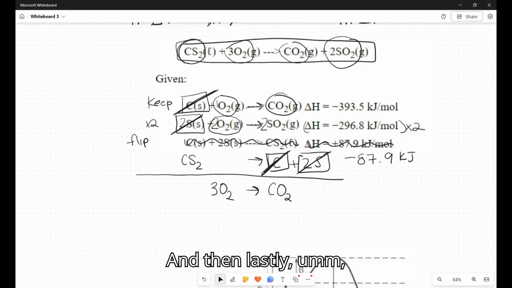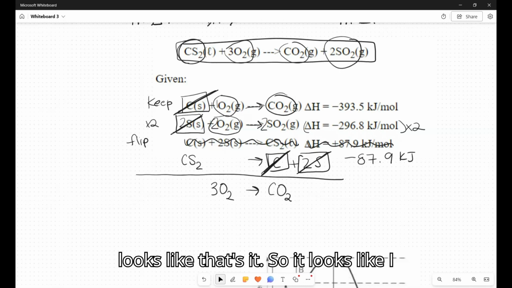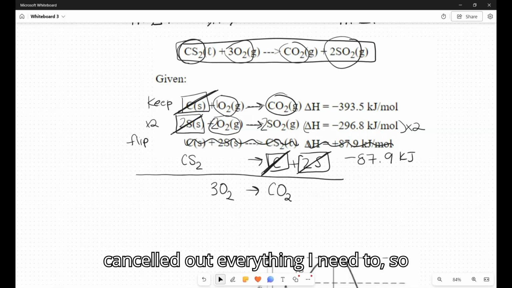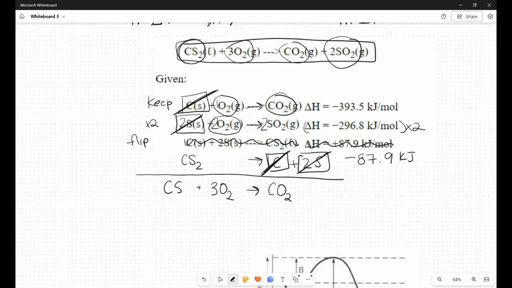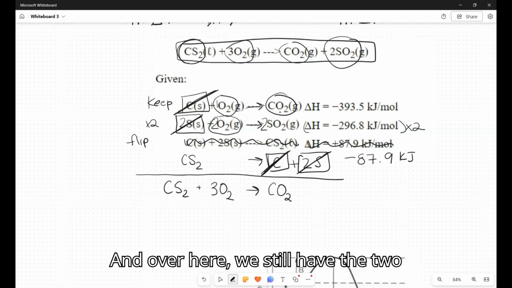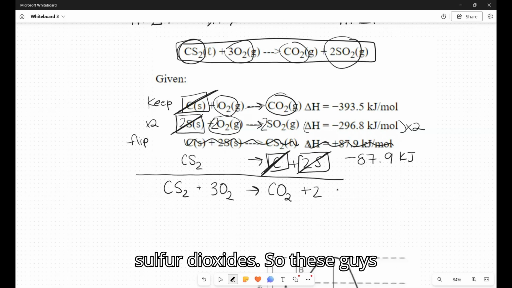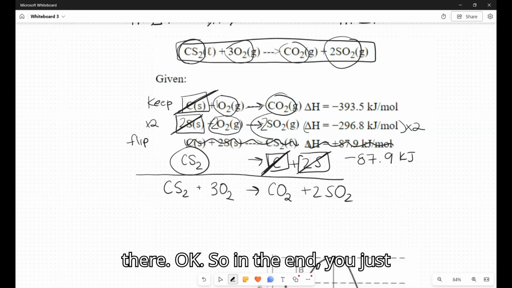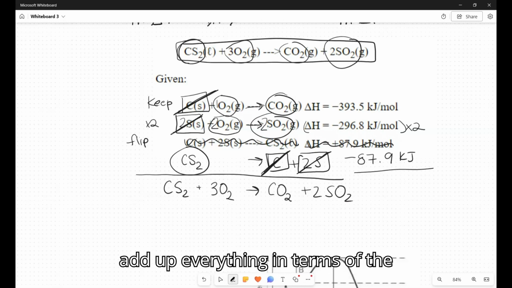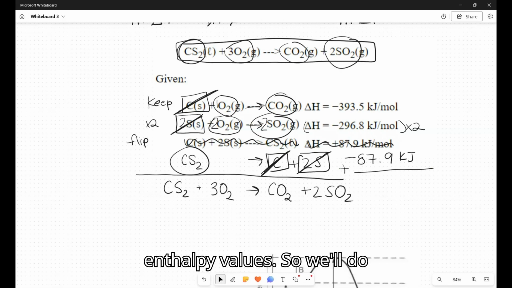And then lastly, looks like that's it. So looks like I canceled out everything I need to. So everything else you just bring down. And over here, we still have the 2 sulfur dioxides. So these guys didn't cancel out. They're all still there. Okay, so in the end, you just add up everything in terms of the enthalpy values.